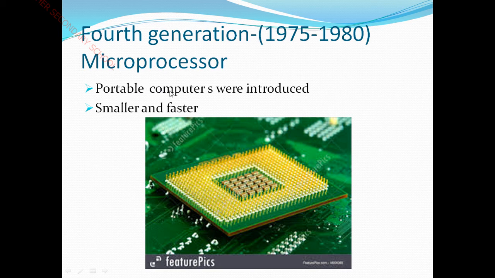In this generation many portable computers were introduced. So what are the portable computers? Laptops, PCs, workstations, and PDA. So how many computers were introduced at this fourth generation? It is very smaller and faster. In this you are seeing the picture of the microprocessor. It consists of a silicon chip, and also it consists of thousands of circuits around it.